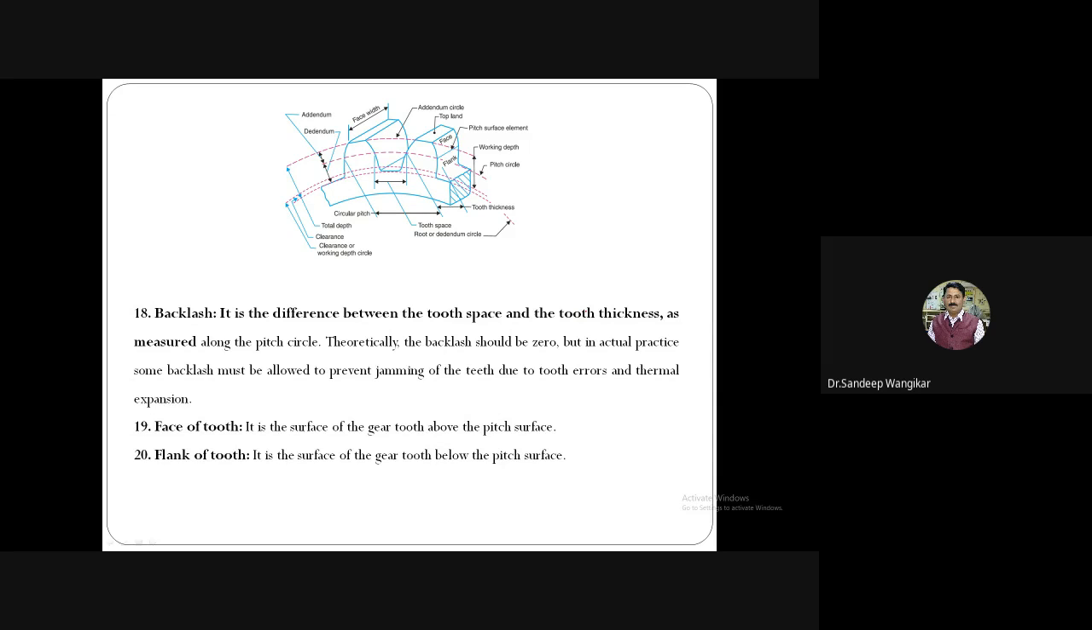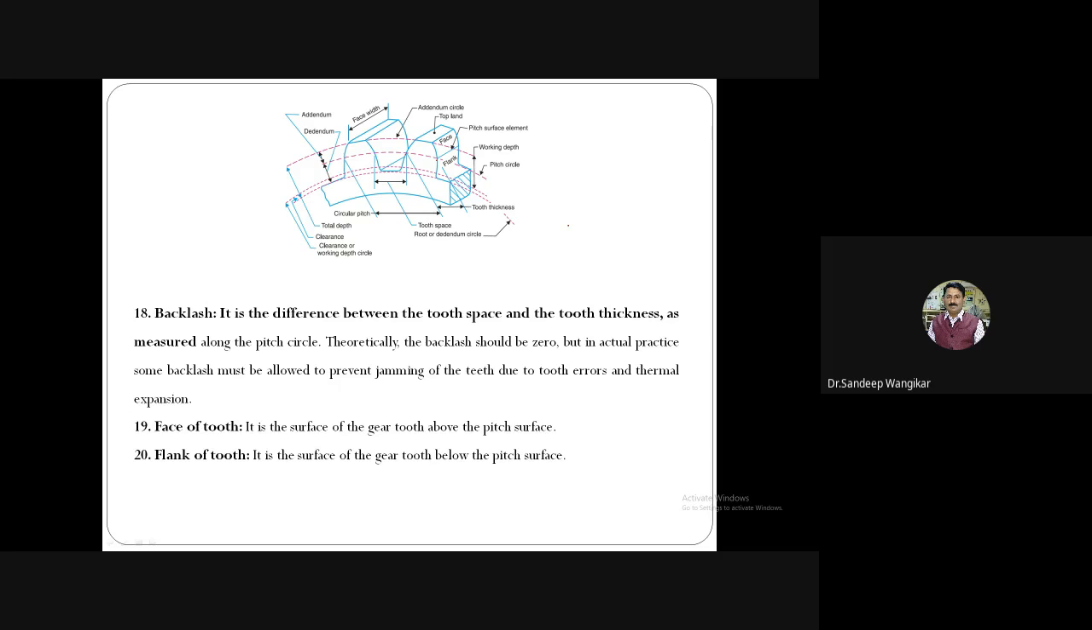It is the difference between the tooth space and tooth thickness. Very important. It is the difference between the tooth thickness and tooth space, whatever in between space is available and whatever the thickness of the tooth, measured along the pitch circle. It is very important. It should be measured along pitch circle. Theoretically, the backlash should be 0.